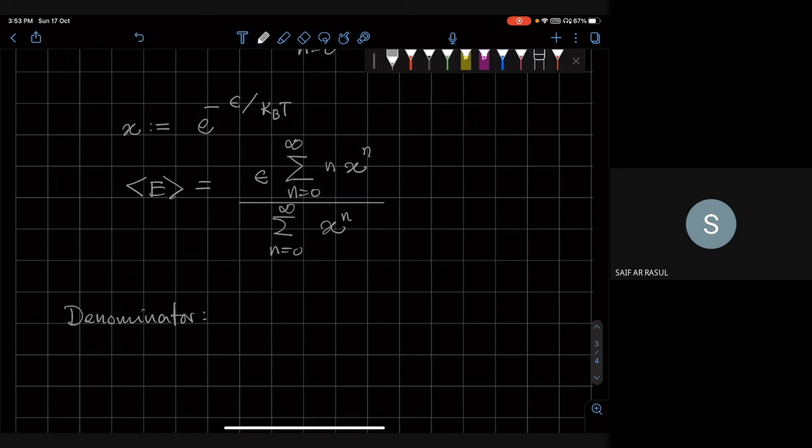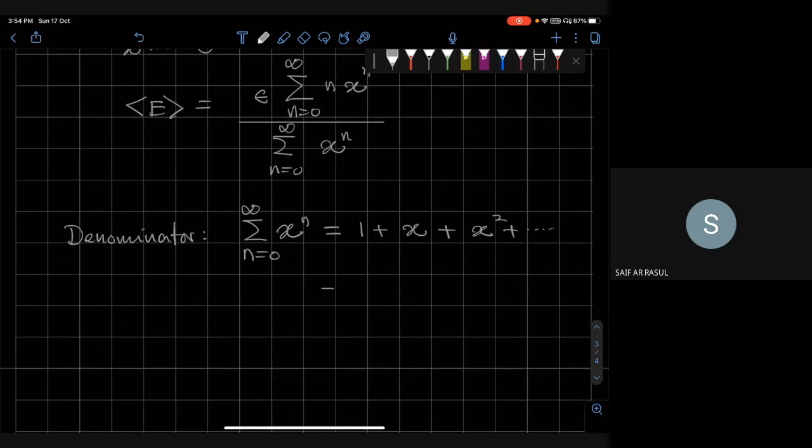So the denominator is an infinite geometric series, the first term of which is 1, the second term is x, the third term is x squared, and so on. And you know from your high school mathematics that this sums up to 1 minus x. Okay. So this is the denominator.